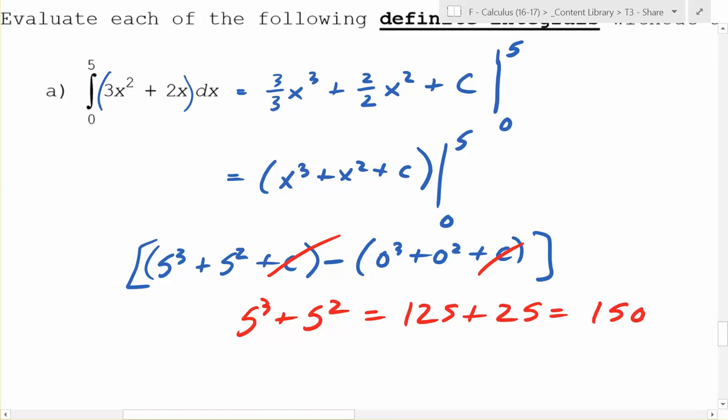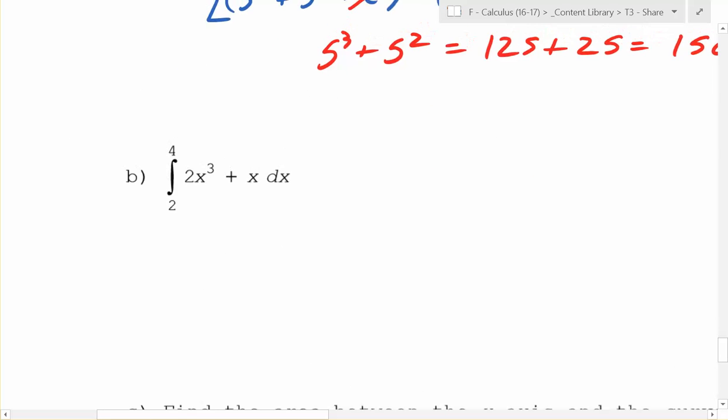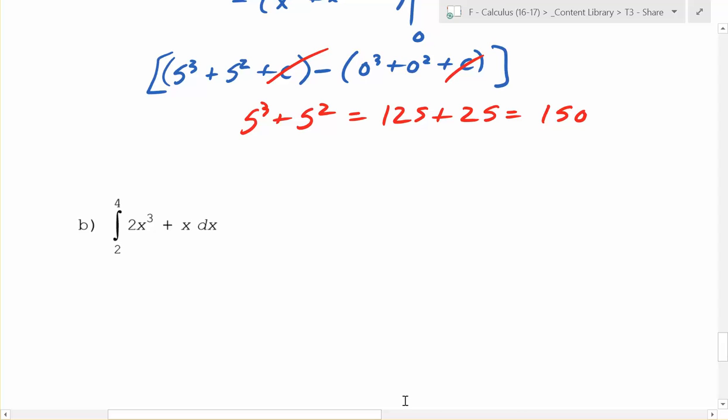Do you think you can do another one? Try this one by yourself. Try to get a final answer for this one right here, to find the indefinite integral. Noah, what is the indefinite integral for this one?